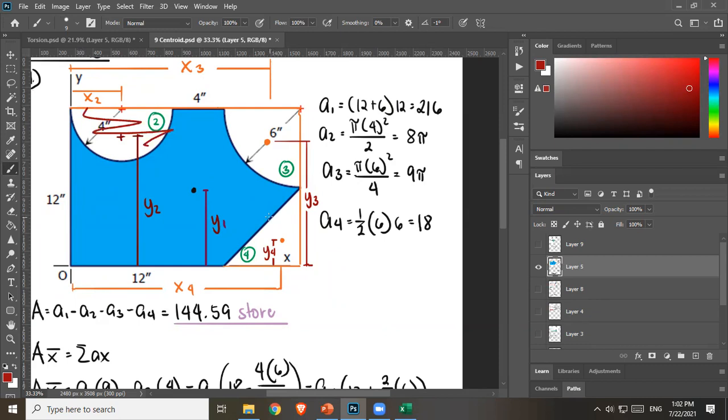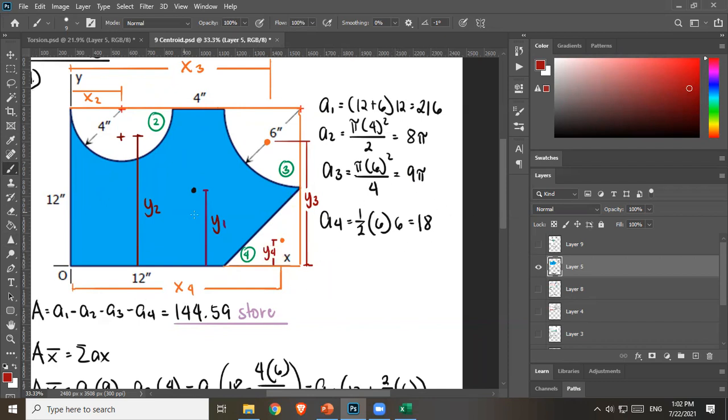It's just a semicircle. So that's just 1/2 pi r squared. So radius is given, 4. So 4 squared over 2. And that's 8 pi. Next, this is a quarter circle. So 1/4 pi r squared. R is 6. So 1/4 pi times 6 squared. So that's 9 pi. And then finally, you have this right triangle.